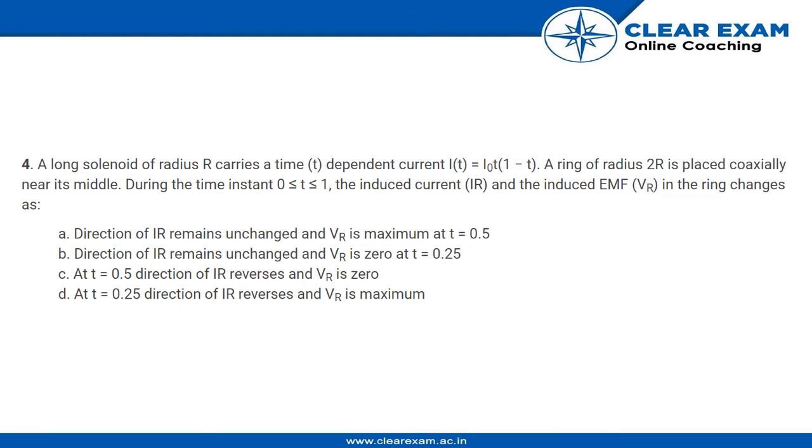Hey guys, now we are going to solve question number 4. Let's see what the question says. A long solenoid of radius r carries a time t dependent current i(t) equal to I naught t into (1 minus t).